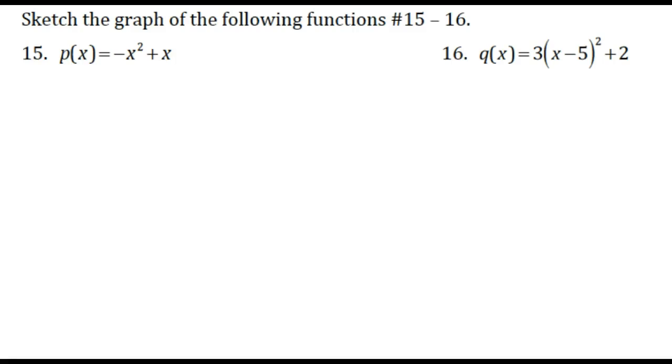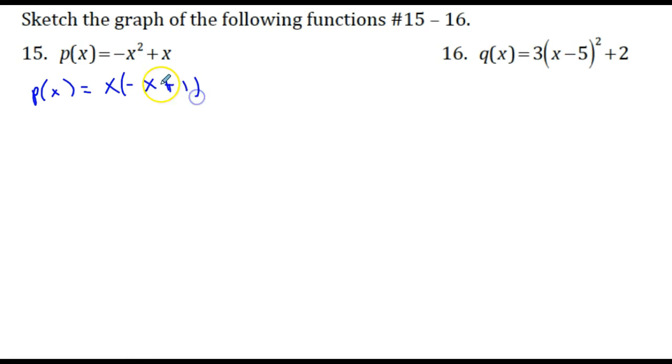For these two examples, we're going to graph the functions, and these happen to be parabolas. We probably want to identify the vertex and any x-intercepts or y-intercepts. So for this first parabola, I noticed that we could actually factor out an x. So then I would have x times the quantity of negative x plus 1.